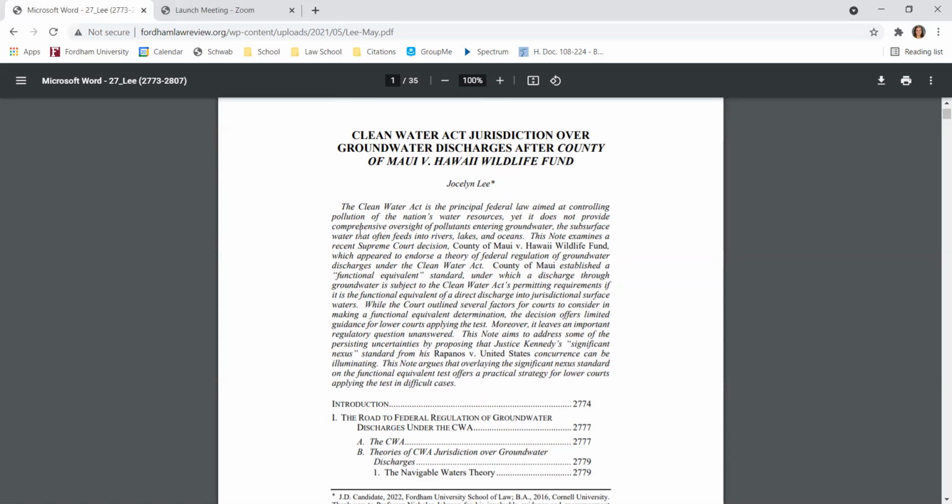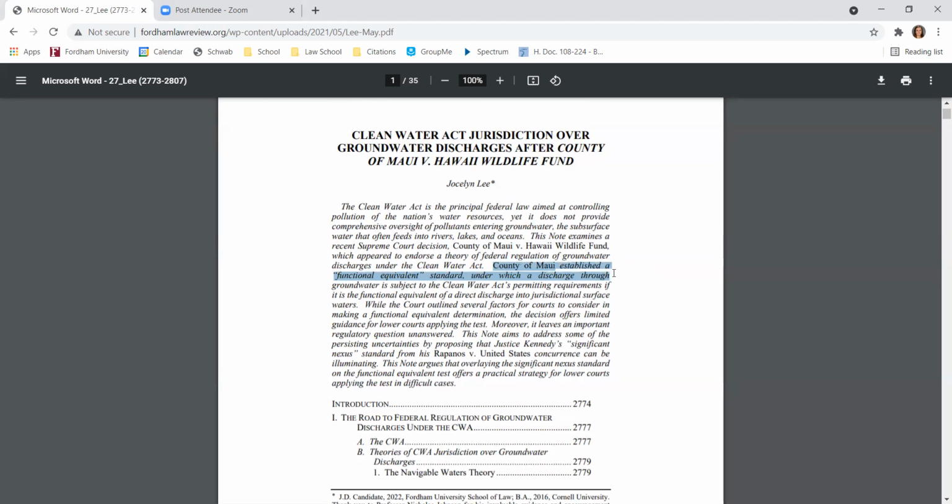So this abstract does a couple of key things. The first thing is it introduces the main topic of the note, the Clean Water Act, and the County of Maui versus Hawaii Wildlife Fund case. So you want to make sure that in your abstract, you're introducing the information in a way that it's clear to the reader without a lot of extra information that's not really necessary to the true content of the note.